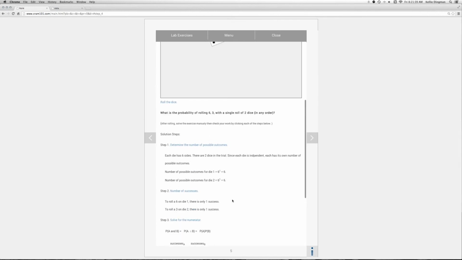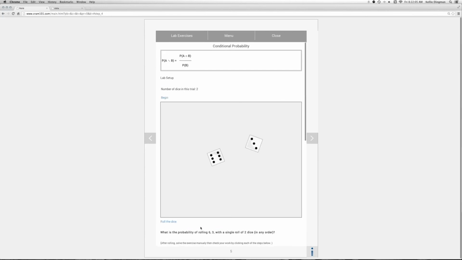Okay, so the probability of A and B, or the probability of A intersected with B, is equal basically to the probability of A times the probability of B. So that's basically the number of successes over the number of outcomes for each. And so we take the probability 0.167 times 0.167, and that gets us 0.028. That's our numerator.